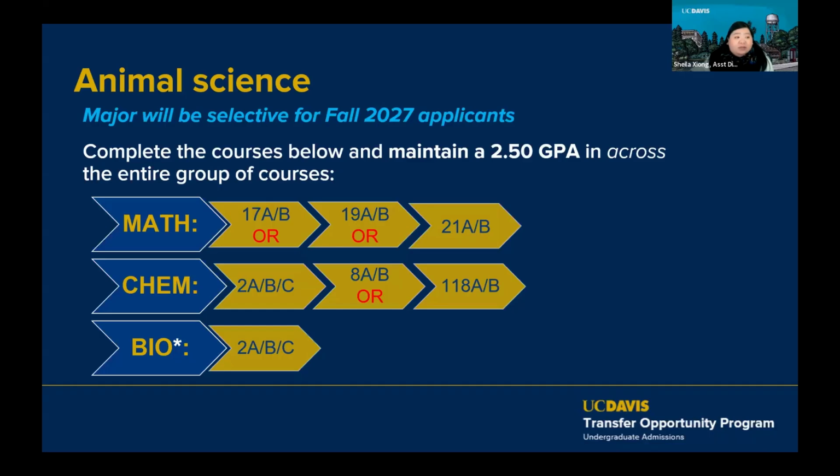So what's different from animal science and animal bio is that you do have three options for the calculus sequence. And then for the chemistry, animal science does require you to complete organic chemistry. So if you're debating between animal bio and animal science, do know that the preparation for selection is going to be different. And then you have the bio sequence that you need to complete.